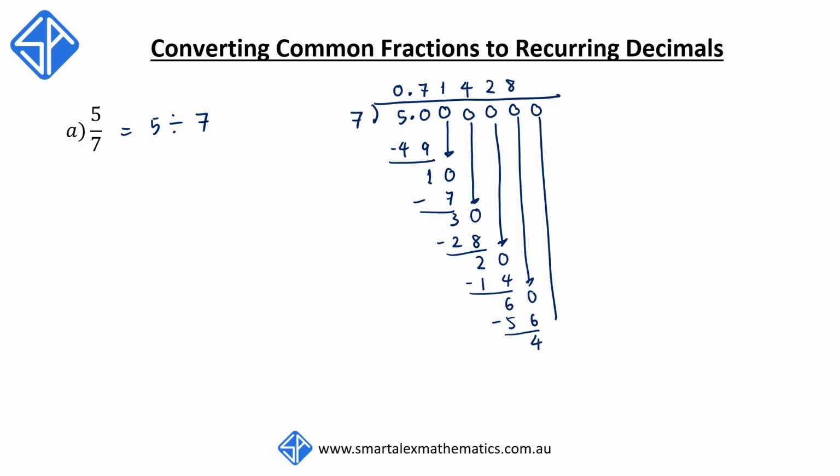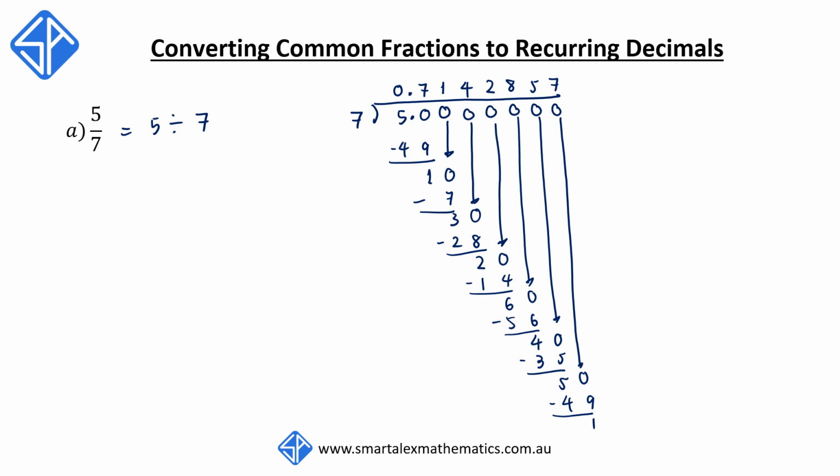Add another 0, bring it down. 7 goes into 40 5 times. 7 times 5 is 35. We subtract, we get a 5. Add another 0. Bring it down, 7 goes into 50 7 times. 7 times 7 is 49. And this pattern will now start to repeat.